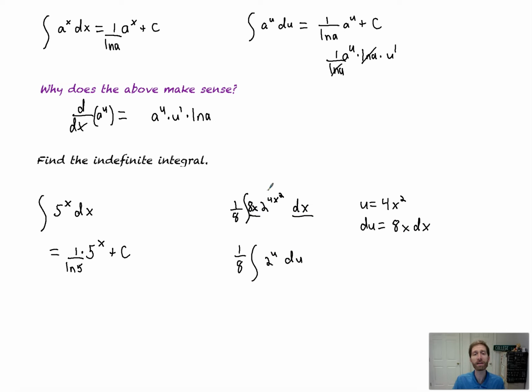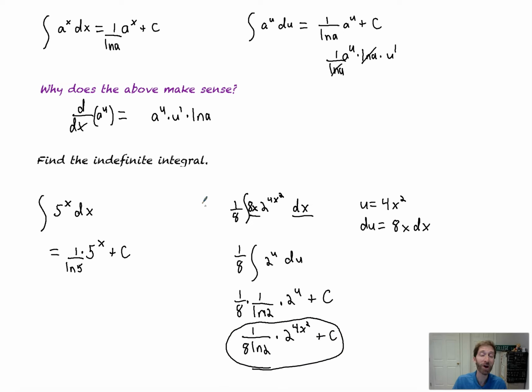So now what we have is a simple formula template to follow. That's going to be 1/8 times 1 over ln of a, with a being 2, so it's ln of 2, times 2 to the u, plus c, and we'll plug back in for u. So we got 1 over 8 ln 2 times 2 to the 4x squared, and then that's plus c. Done. That's all there is to it.